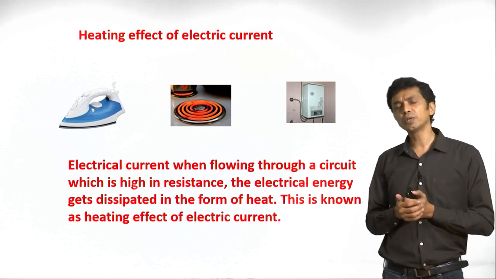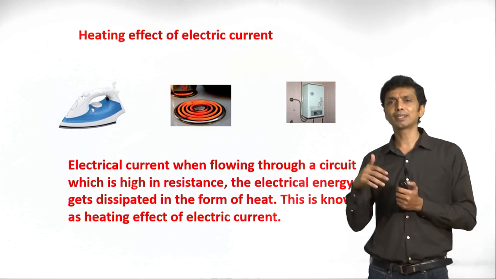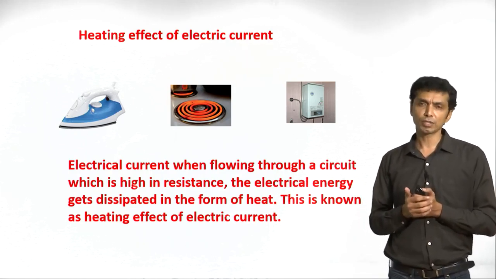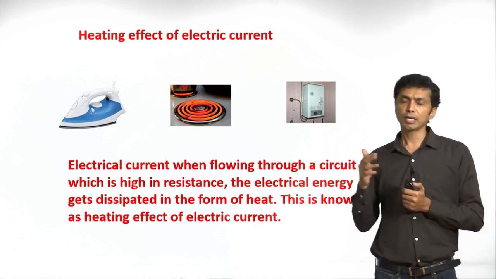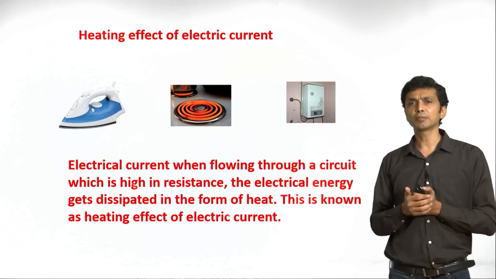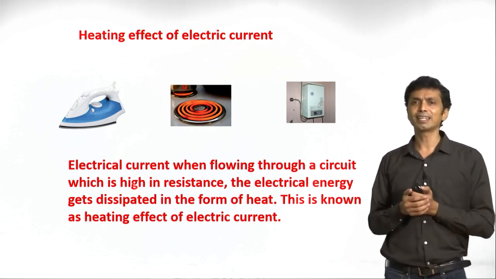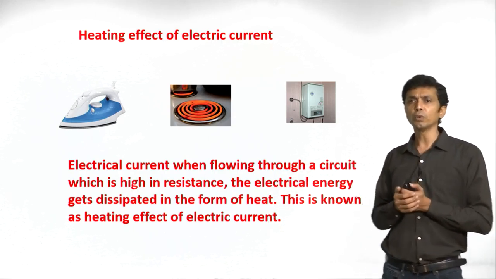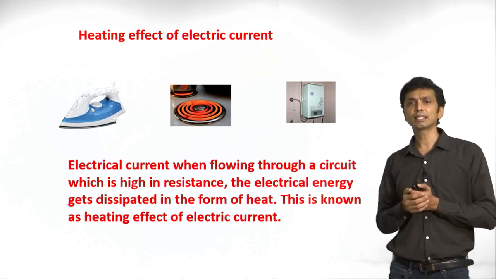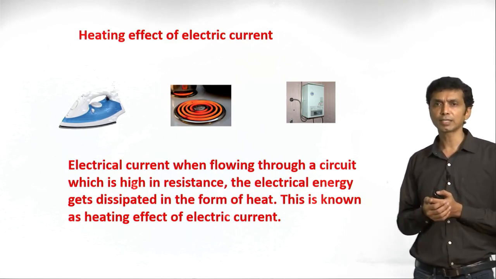So, what property do the alloys have that we use here in the heating effect? They have more electrical resistivity. That means they resist the flow of charges. When charges are moving through these alloys, they collide with the atoms of the alloys. Because of such collisions, heat energy is generated. So, when electric current flows through a circuit which is high in resistance, the electric energy gets dissipated in the form of heat. This is known as the heating effect of electric current.